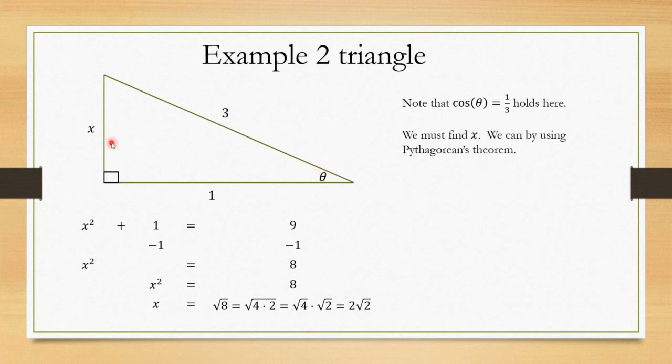And now, what about the other side, the unknown side, the one I labeled x? Okay, we want to get all the side lengths. Now, can we do that? Well, yeah, because we know Pythagorean's theorem, and that's what I'm doing here. I'm just using Pythagorean's theorem. All right. So, from Pythagorean's theorem, we have x squared plus 1 squared is 3 squared. In other words, x squared plus 1 squared, which is 1, is 3 squared. 3 squared is 9.